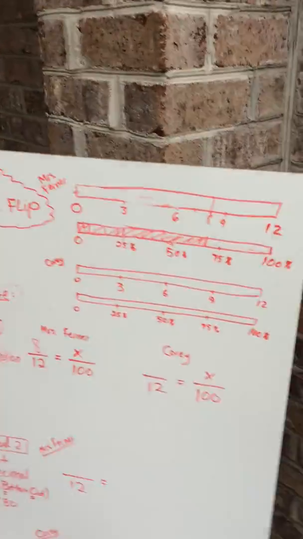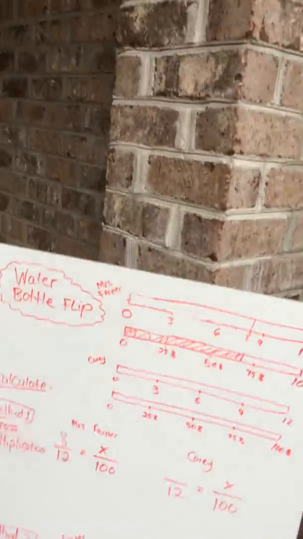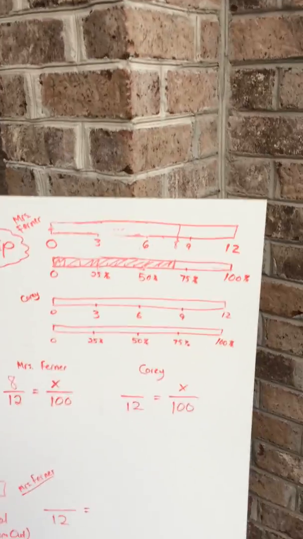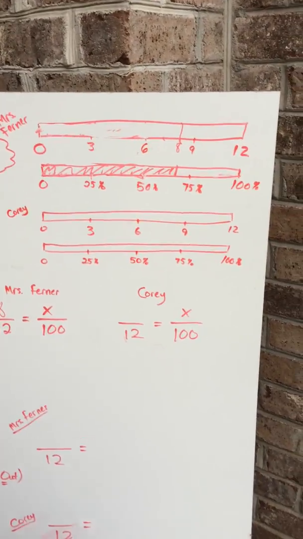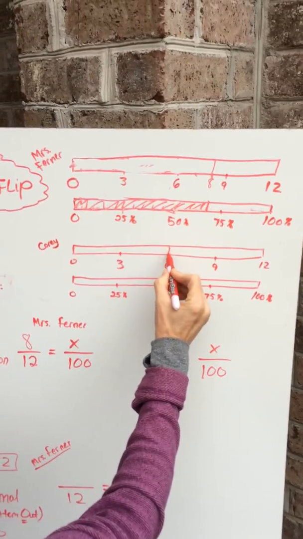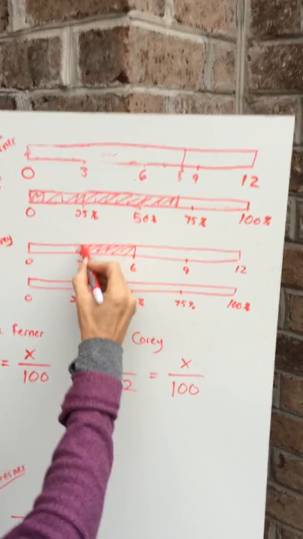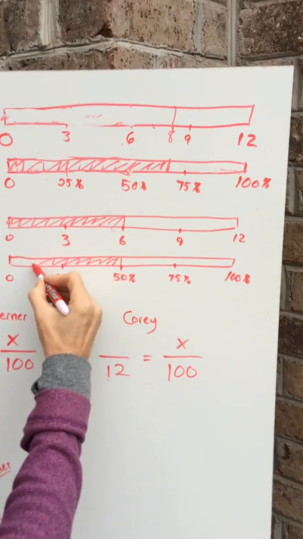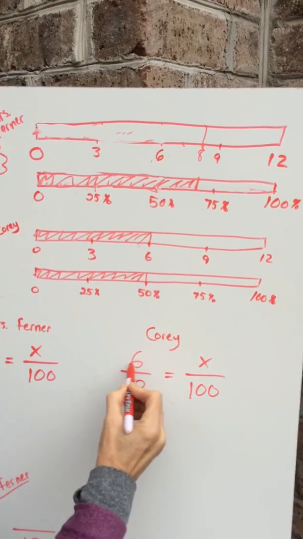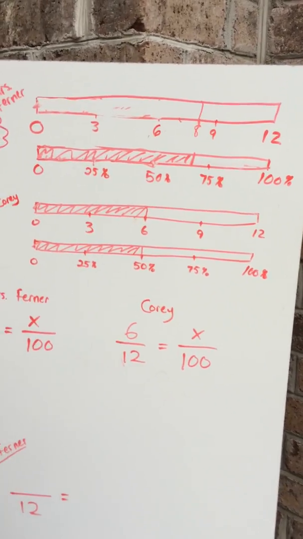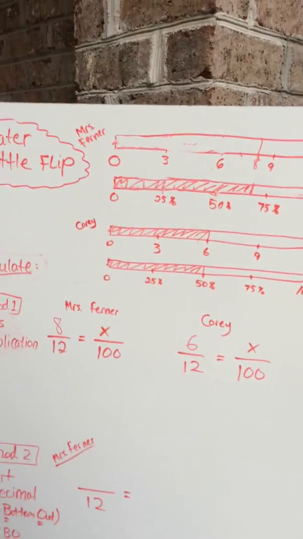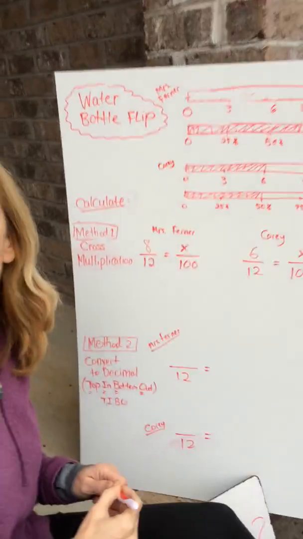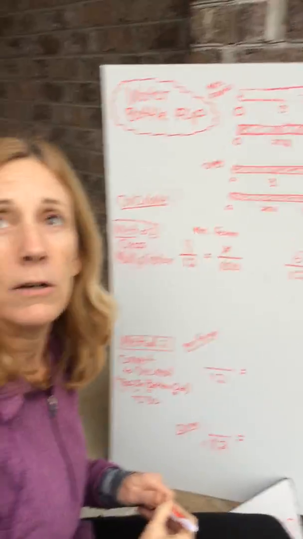All right, so Corey got, here, hold this, Corey. Okay, so Corey got 6 out of 12. So his is easy. He got exactly 50%, so his is going to be easy to calculate. All right. So now we're going to do the calculations.